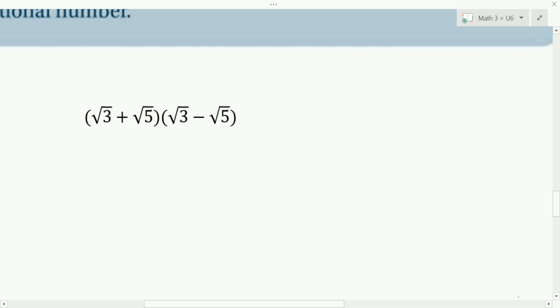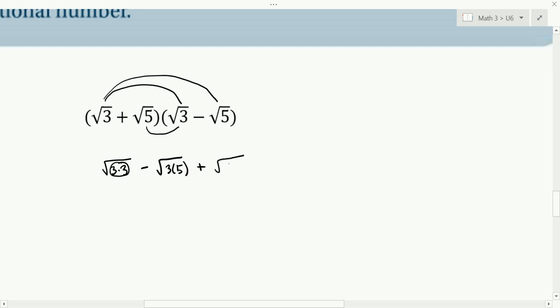So here, square root of 3 times square root of 3 is the square root of 3 times 3. Or you could write the square root of 9, or you could just write 3. Okay. But we're going to be able to get rid of that square root. Square root of 3 times negative square root of 5 is going to be negative square root of 3 times 5. Or you could write 15 there. Plus square root of 5 times the square root of 3. And then positive times a negative is negative, and you get 2 5s.